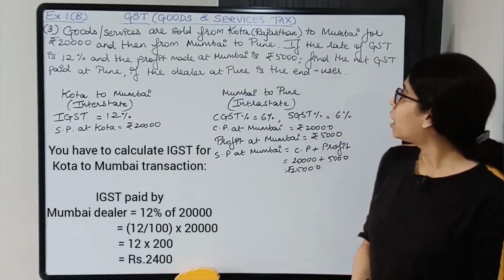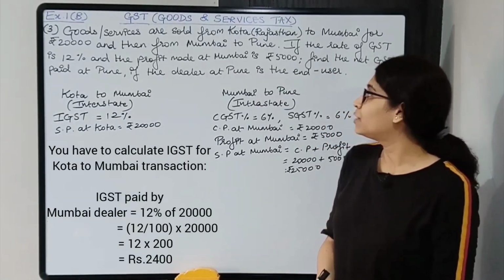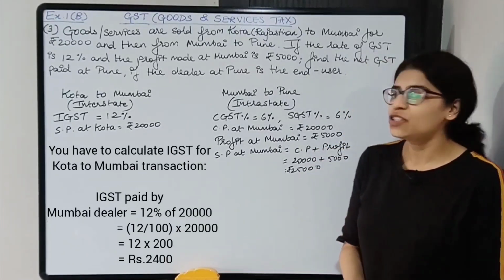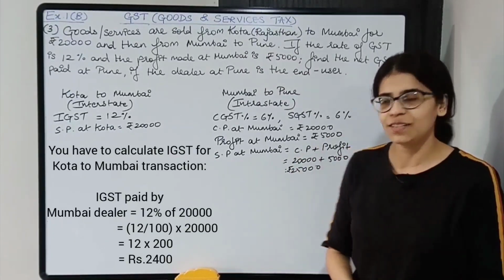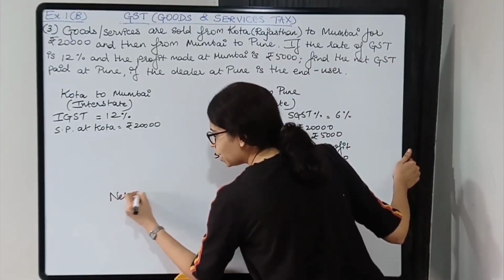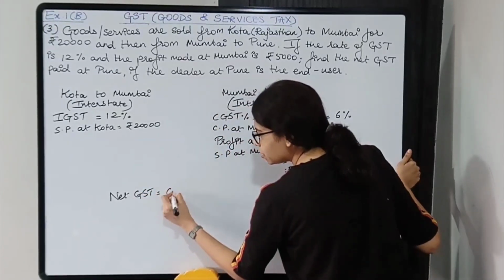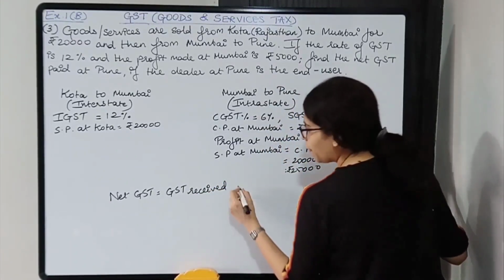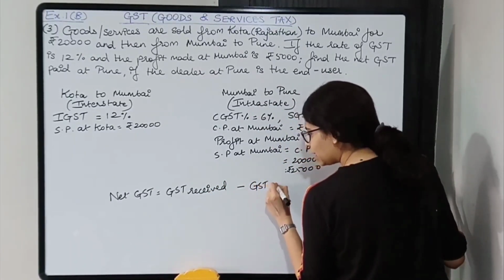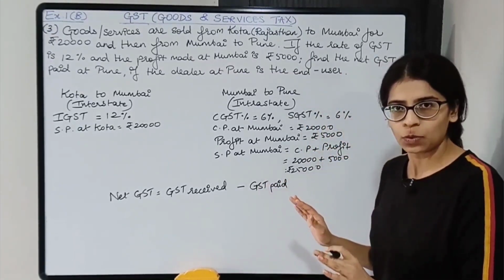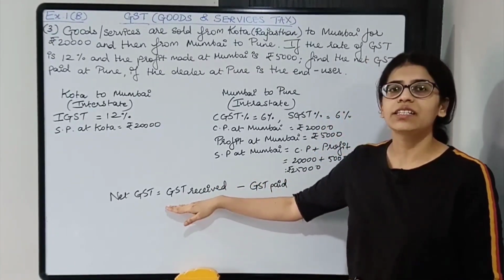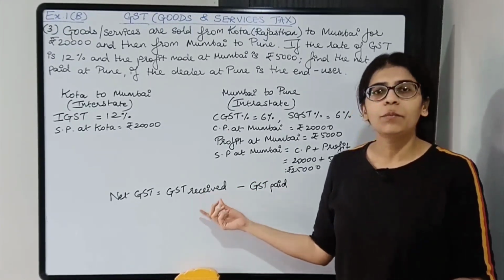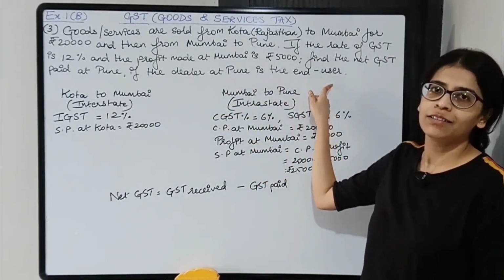Now find the net GST paid at Pune if the dealer at Pune is the end user. Very, very important part. You have to find the net GST. What is net GST? I had told you in the previous question, what is net GST? It is the GST received by that particular dealer minus the GST paid by that same dealer. For whichever dealer, how much GST has that dealer received, minus the GST he has paid. So over here, they have asked for the Pune dealer.